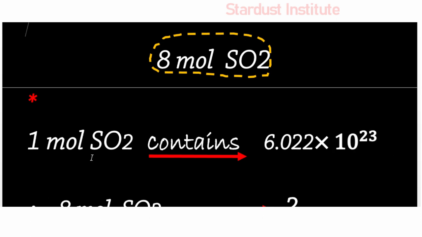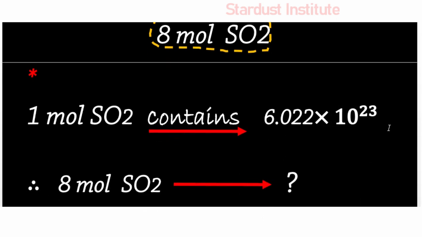Not only SO2, 1 mole of anything has 6.022 times 10 raised to 23 atoms, molecules or particles. Now 1 mole of SO2 contains 6.022 times 10 raised to 23 molecules of SO2. This number is called Avogadro number.